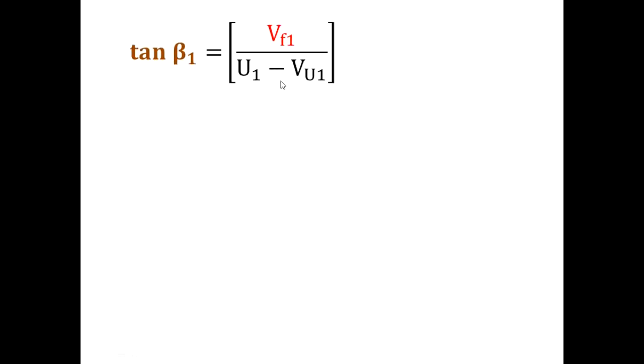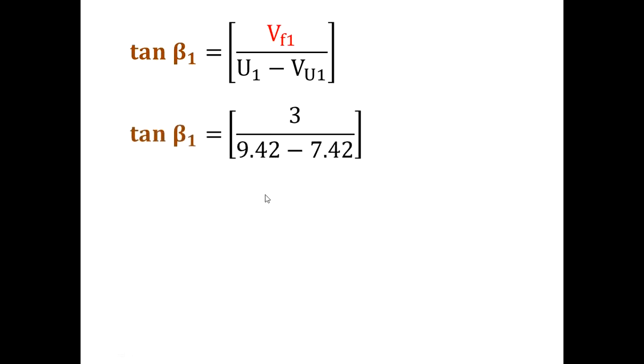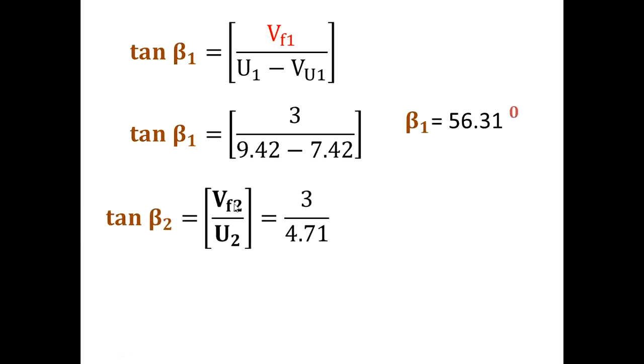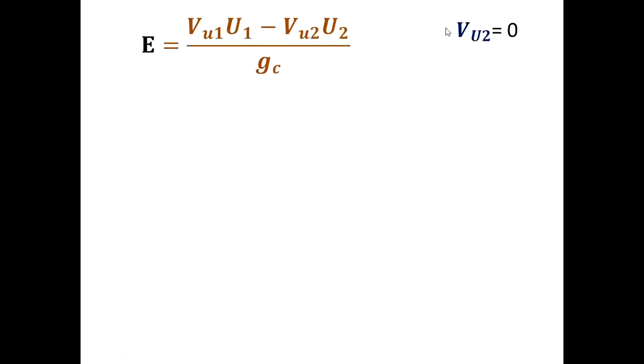Tan beta 1 is equal to Vf1 divided by U1 minus Vu1. 3 divided by this one, you have already calculated this. Beta 1 is equal to this angle. Tan beta 2 is equal to Vf2 divided by U2, therefore 3 divided by 4.71, therefore beta 2 is equal to 32.9495 degree. Already I told you that the exit is radial, therefore Vu2 is equal to 0, Vf2 is equal to V2 and alpha 2 is equal to 90 degree. Put the value here.